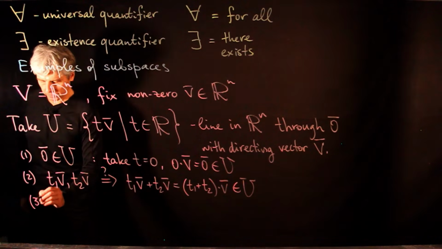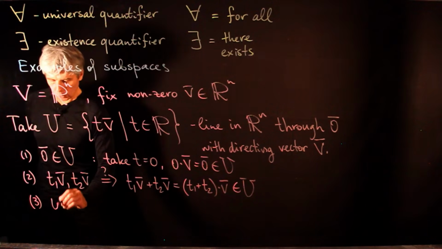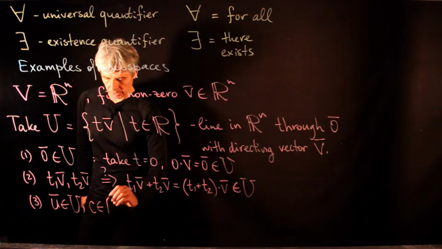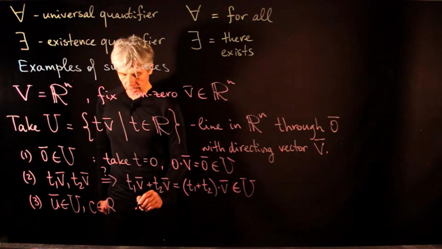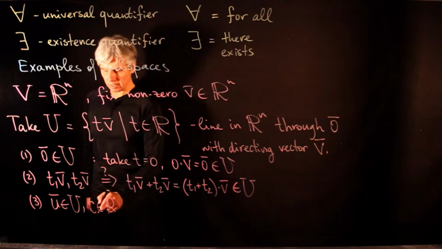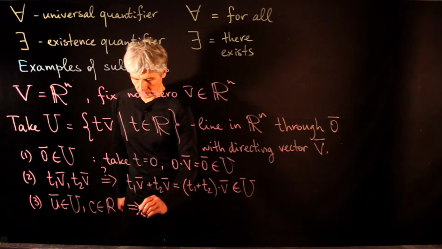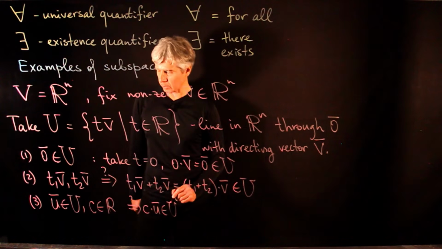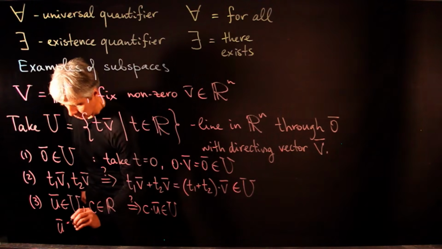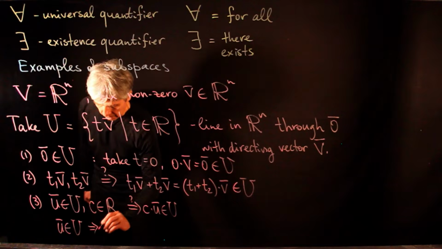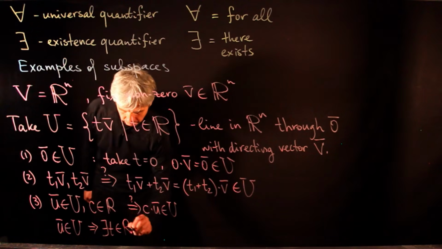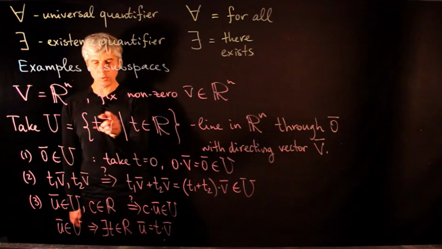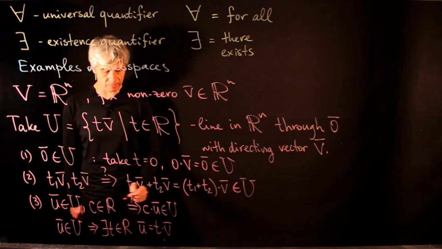And the third property: if we take U in the subset and a scalar C to be a real number, then we need to verify that the scalar multiple of U is in U. So we need to check whether C times U is in U. But if U belongs to this subset, this means that there exists T in R such that U is equal to T times V, because our subset consists of all multiples of this vector V.